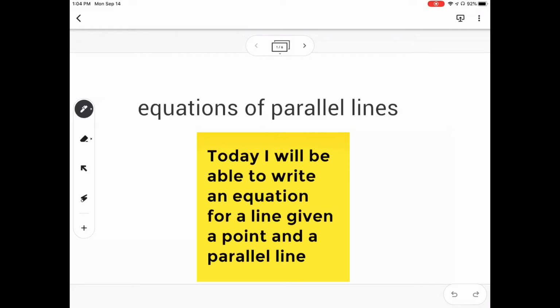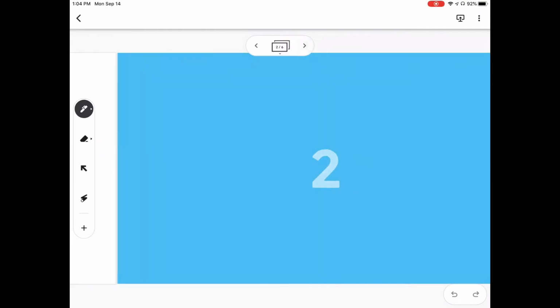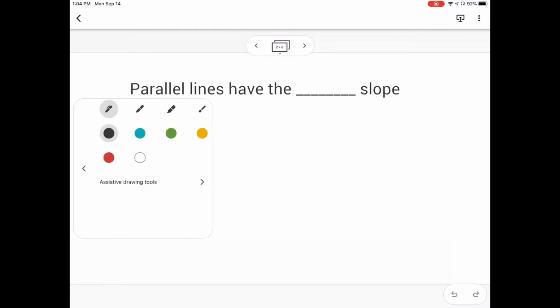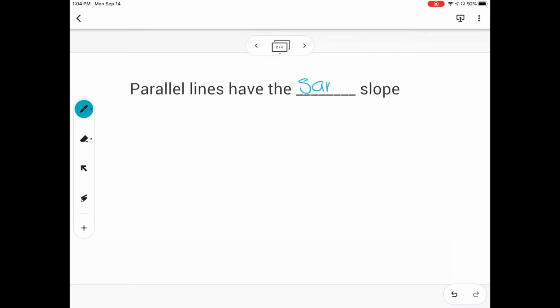In this lesson, we're going to be doing equations of parallel lines. So today we're going to be able to write an equation for a line given a point on the line and a line that's parallel to that line. Quick refresher, parallel lines will always have the same slope. So that's going to help us out.